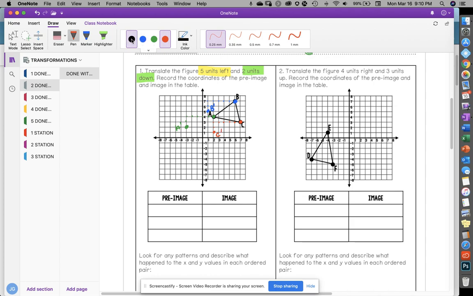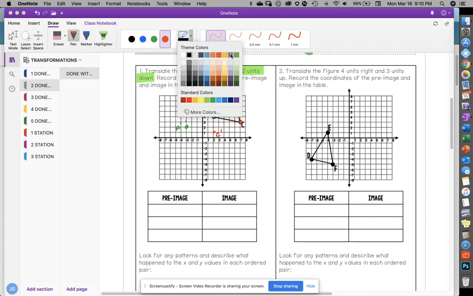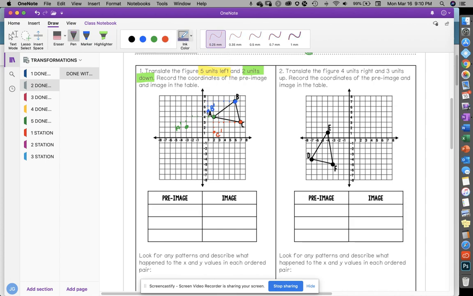So now I'm going to take, let's see if I have a different color here. Let's try purple. All right. I want you to grab something in your house that will give you a straight edge. We're going to go straight down and create our image.